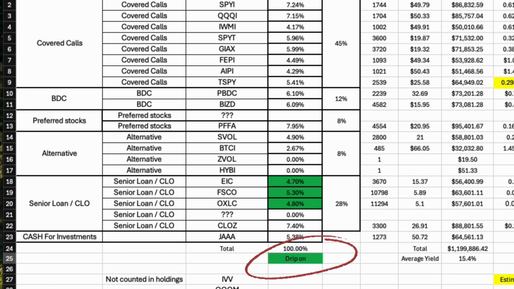Well, anyway, it shows you the type, ticker, percentage of the portfolio, group. I think that's self-explanatory. The green cells are where DRIP is on. I give you the total percentages, and the percentages are calculated off of dollars invested.